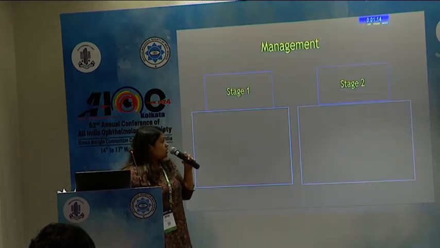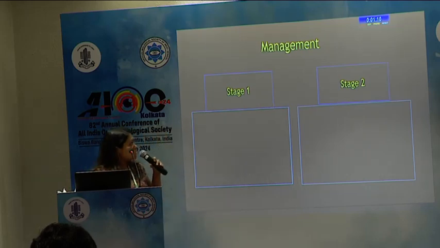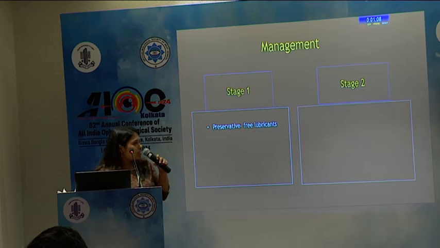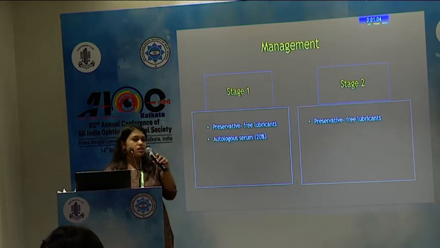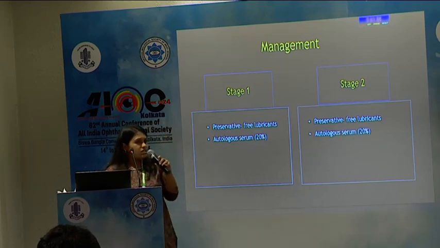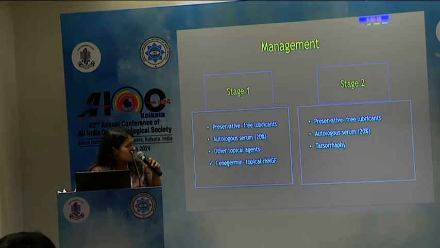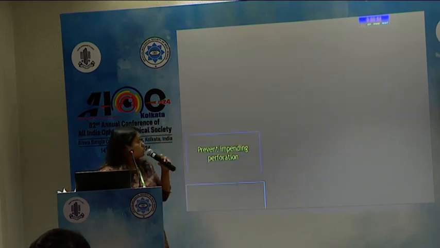For management, stage 1 and stage 2 have quite similar protocols. We can use topical preservative-free lubricants. We can even use autologous serums, 20% in concentration. And we have newer agents like cenegermin, which is a recombinant nerve growth factor. We can even do a tarsorrhaphy for stage 2.